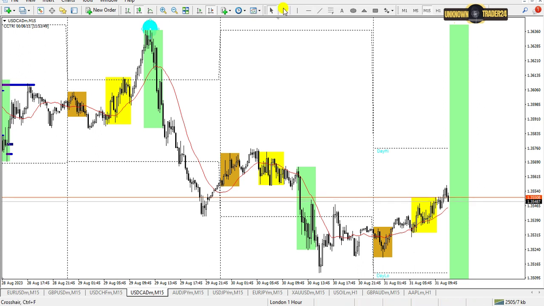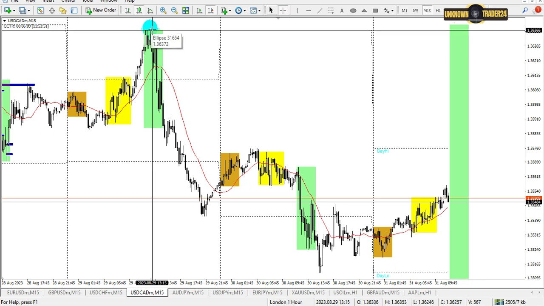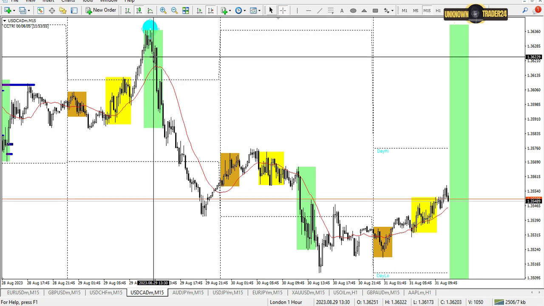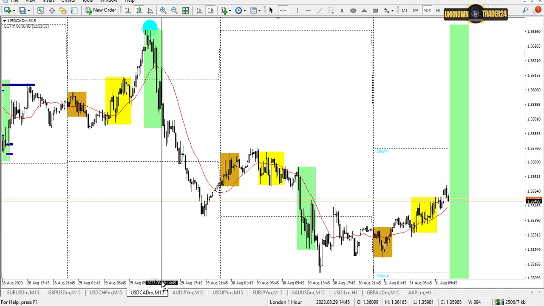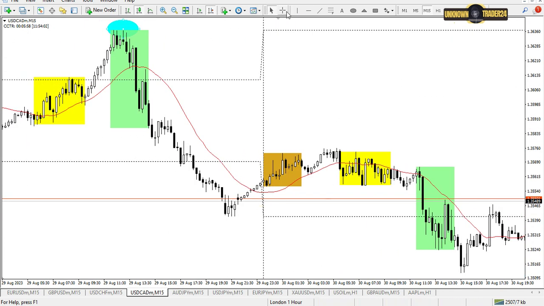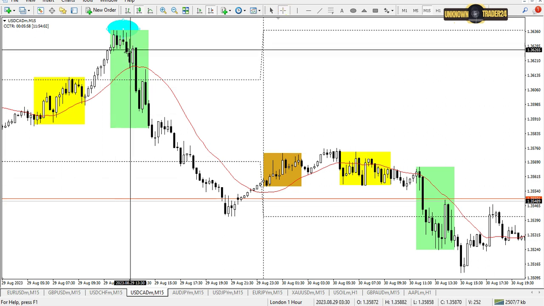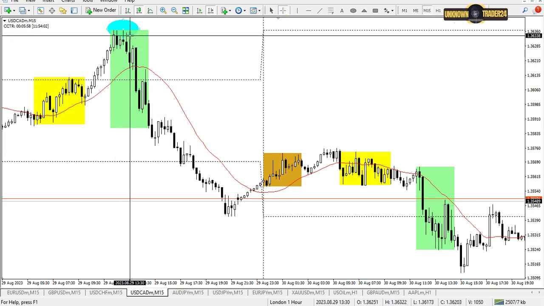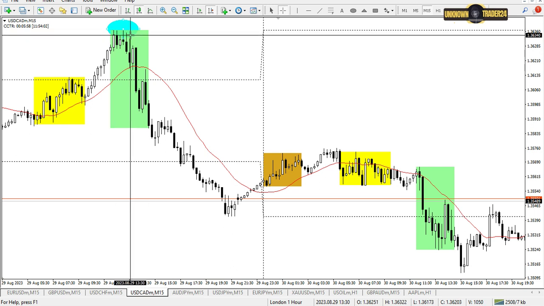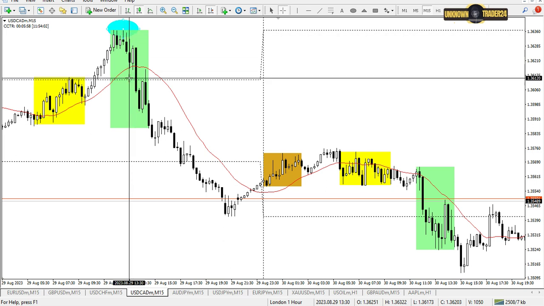Let's see, where is 3:30? It's here. This is 3:30. When you look at this time, the most fascinating thing is, I'm trying to be a bit quick, I think I'll be done in 2 minutes. Okay, look at this candle.